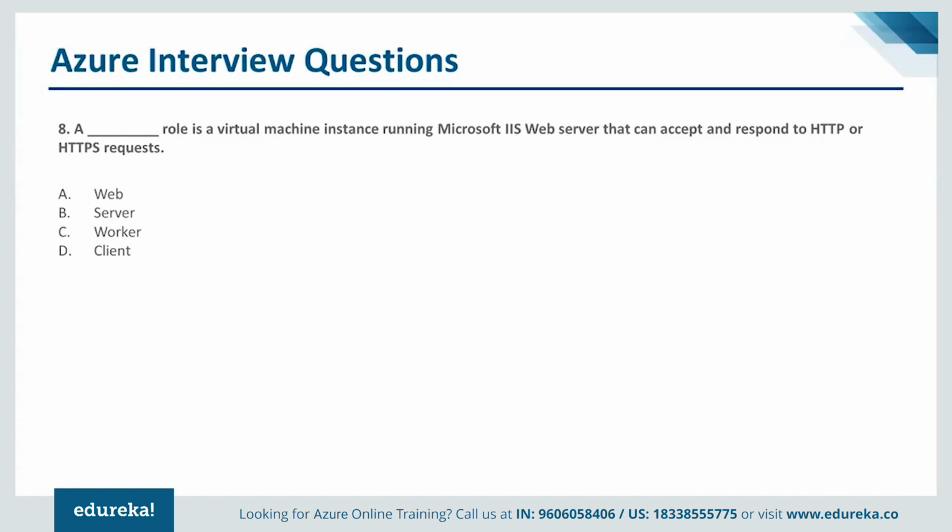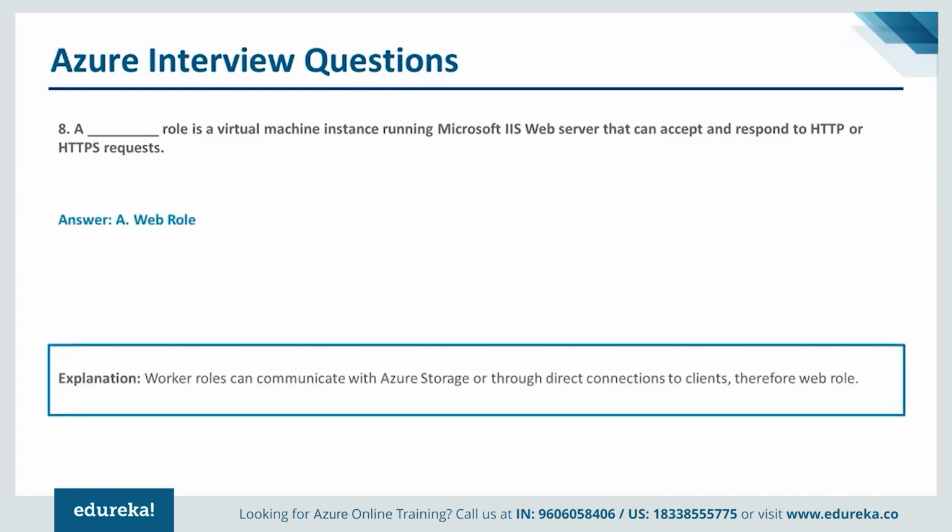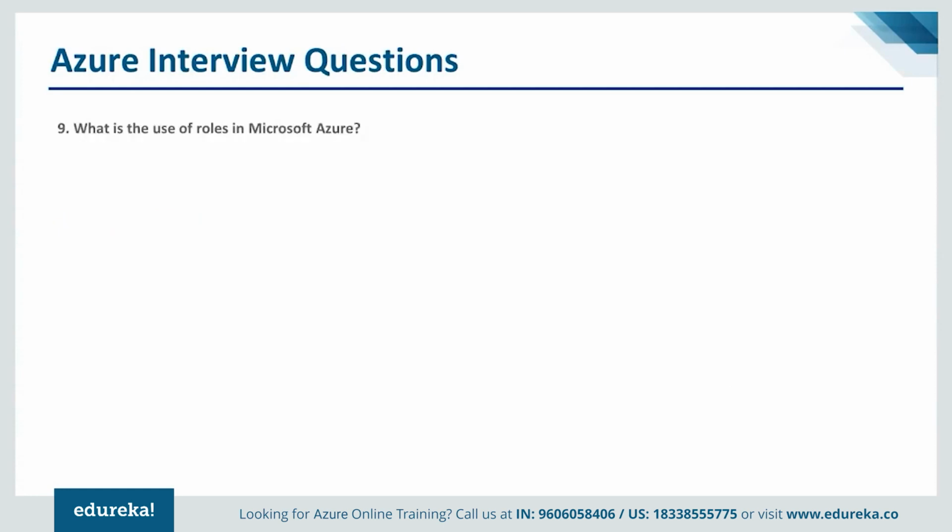Now, the answer to that is web role. It is basically hosted on a virtual machine, runs on a Microsoft IaaS web server, and is capable of accepting HTTP and HTTPS requests. So on the web role, you can upload your website and your website runs on top of it. And of course, you know that my website works on HTTP and HTTPS. Hence my web role is the one which is capable of running that particular application or software or web services.